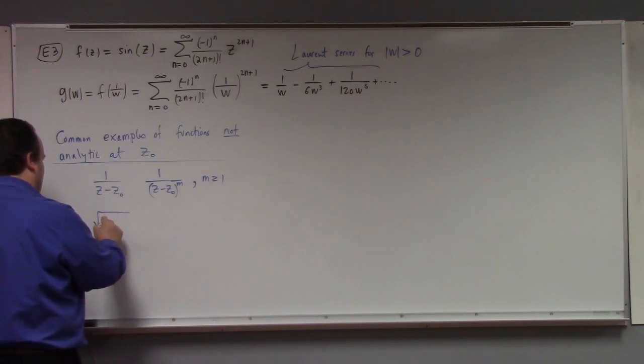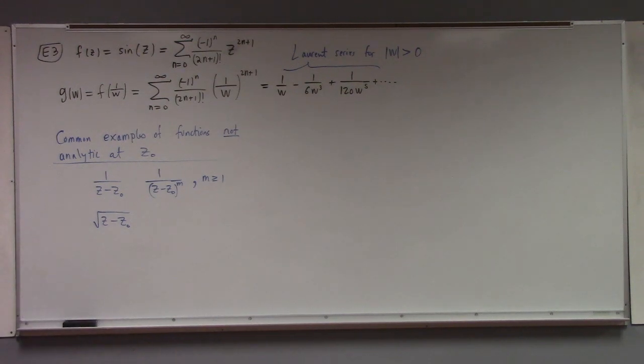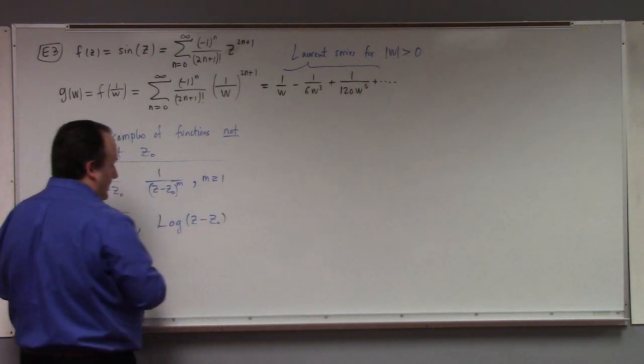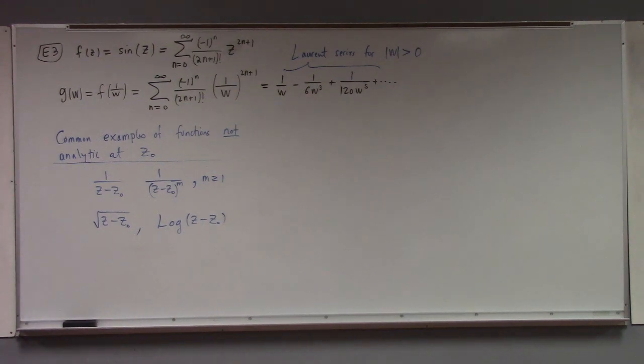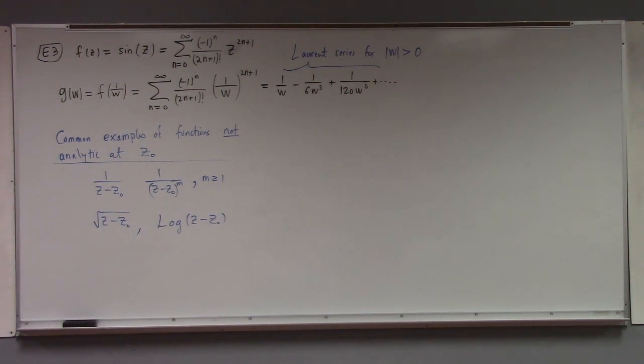Square root of z minus z naught. Principal square root is not analytic at z naught because it's defined in terms of, really the man behind the curtain here is just this guy. That's not analytic at z naught. It's not even analytic in a punctured disk around z naught, right? Because you necessarily have that branch cut, that jump. In contrast, these are analytic on a punctured disk around z naught, right?